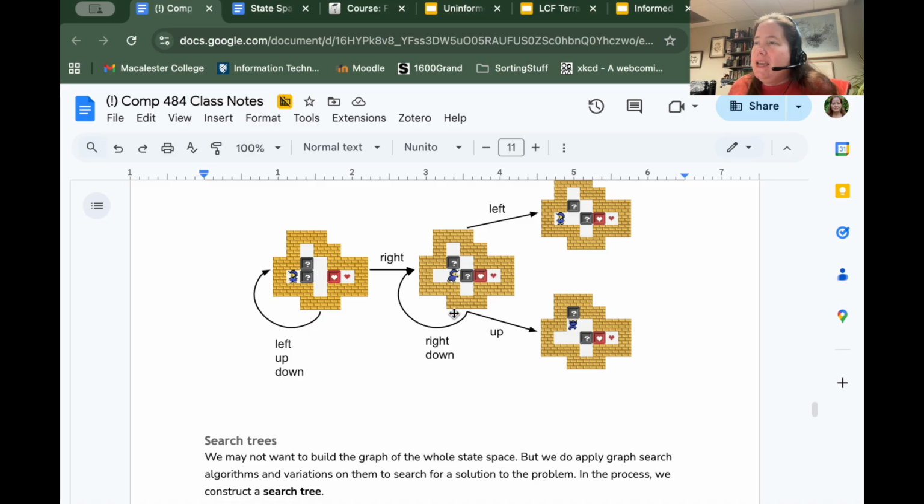We can't go down because there's a wall there. We could go up. Up would cause the upper block to move up. Or we go left again, and that doesn't really progress the puzzle per se, but it is actually a legal move. So the state space then would branch out from here and cover all of the possible configurations you might have.